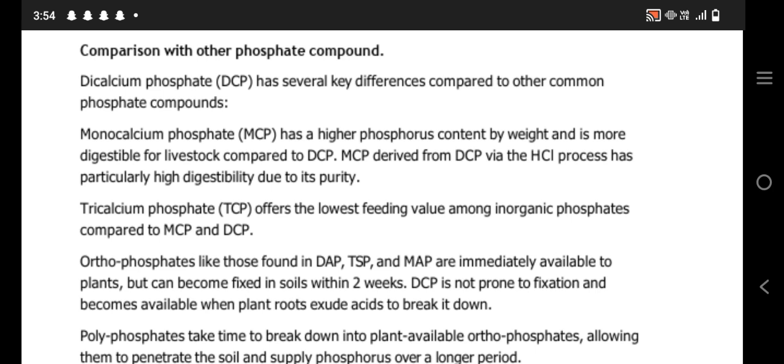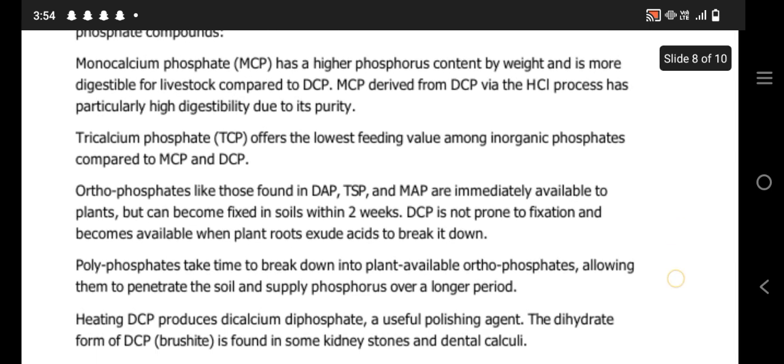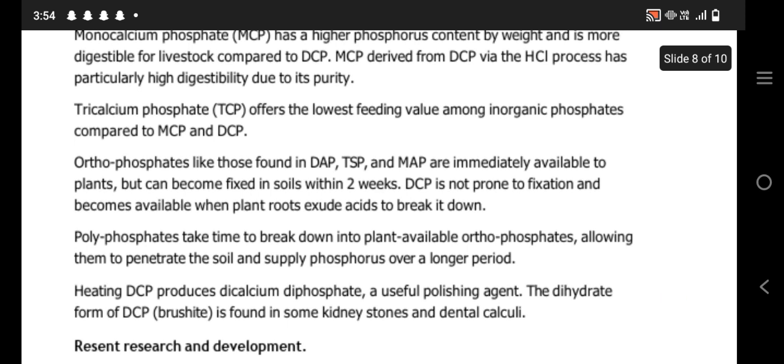Tricalcium phosphate offers the lowest feeding value among inorganic phosphates compared to monocalcium phosphate and dicalcium phosphate. Orthophosphates, like those found in dicalcium phosphate, tricalcium phosphate and monocalcium phosphate, are immediately available to plants but can become fixed in soil within 2 weeks. Dicalcium phosphate is not prone to fixation and becomes available when plant roots exude acid to break it down. Polyphosphates take time to break down into plant available orthophosphates, allowing them to penetrate the soil and supply phosphorus over a long period.